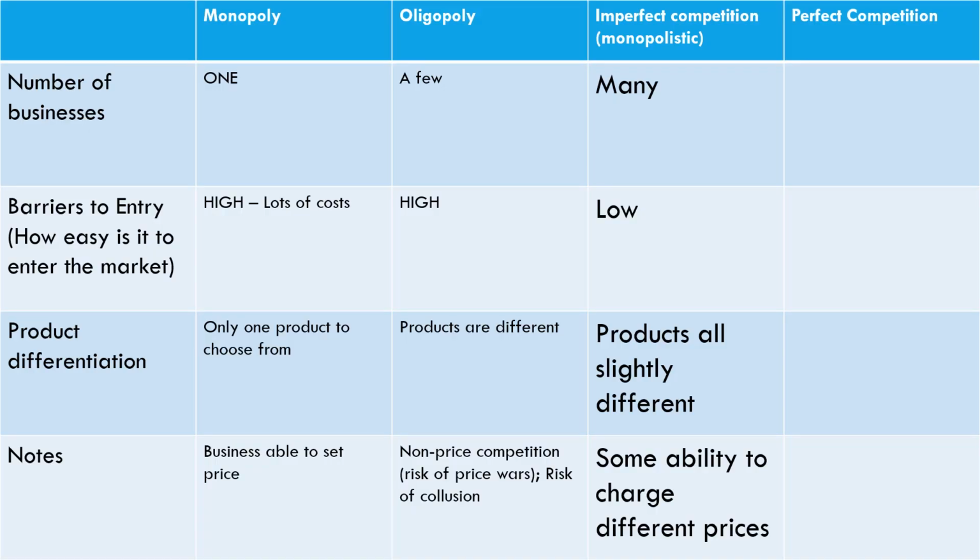Now let's move on and look at imperfect competition. Now in this market we have many businesses, and it's relatively easy to set up a business in that industry. The products are all slightly different to each other, so they can have some ability to charge different prices. Some ability to say, well, my product's different to the other business products, therefore I get a different price. Can you think of any industries or groups of businesses that you would say represent that type of market?